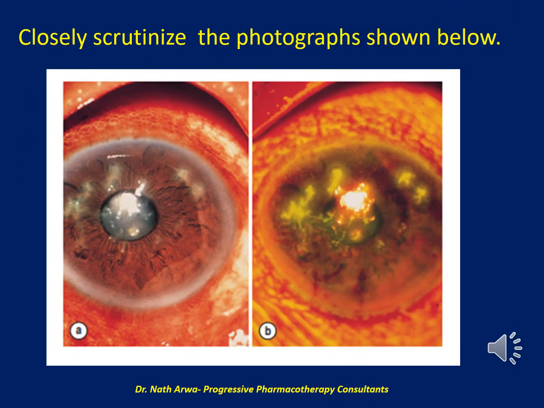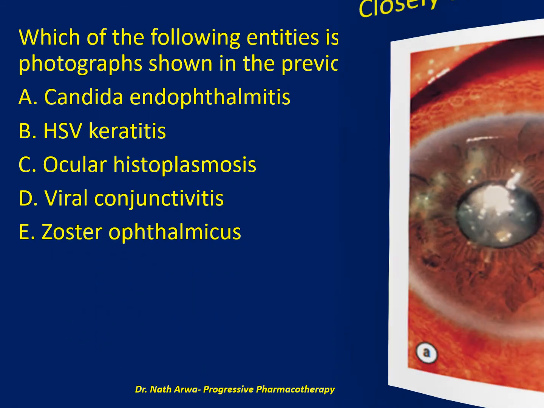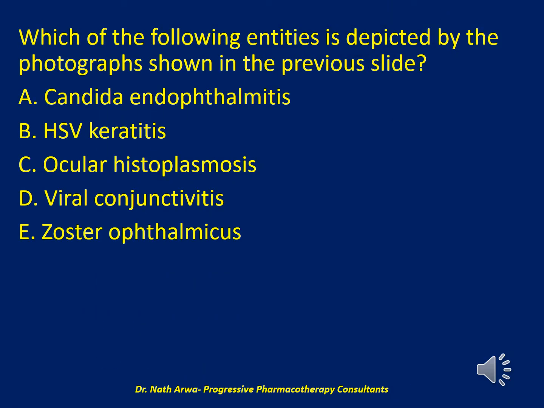Pause the video and closely scrutinize the photographs shown below. Which of the following entities is depicted by the photographs shown in the previous slide? Is it A. Candida endophthalmitis, or B. HSV keratitis, or C. ocular histoplasmosis, or D. viral conjunctivitis, or is it E. zoster ophthalmicus? I will give you 10 seconds to choose the correct answer to this question from the listed options.